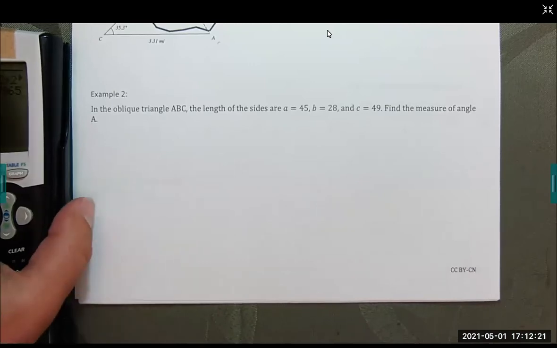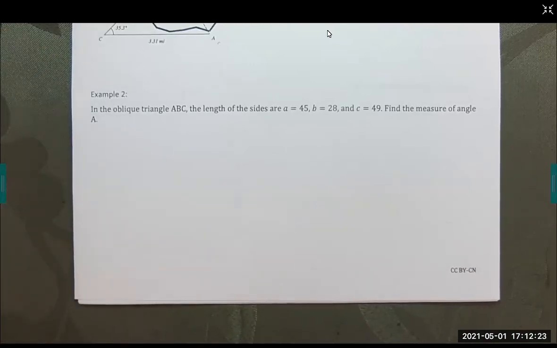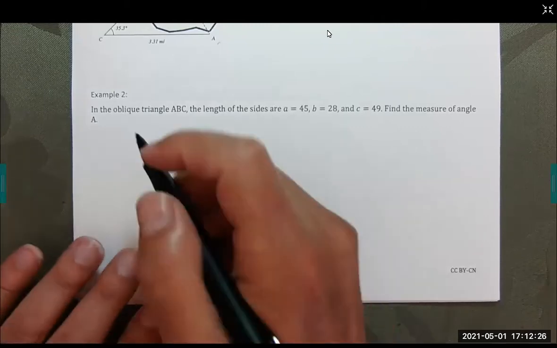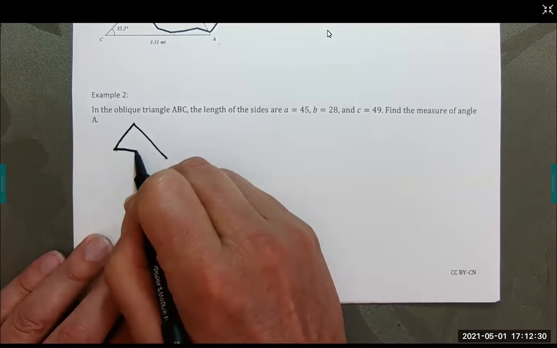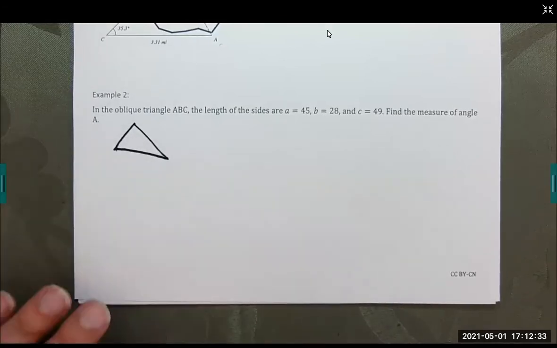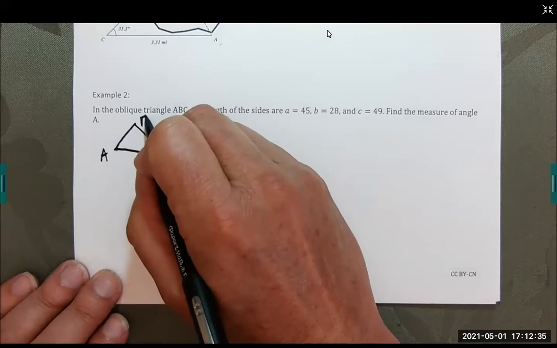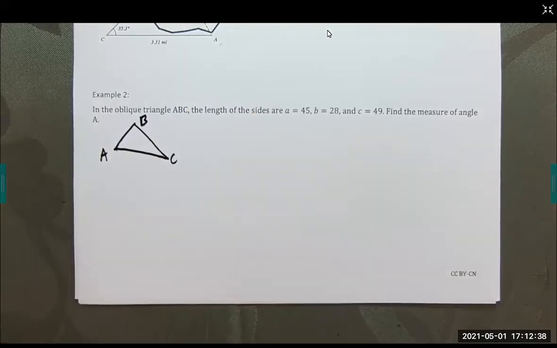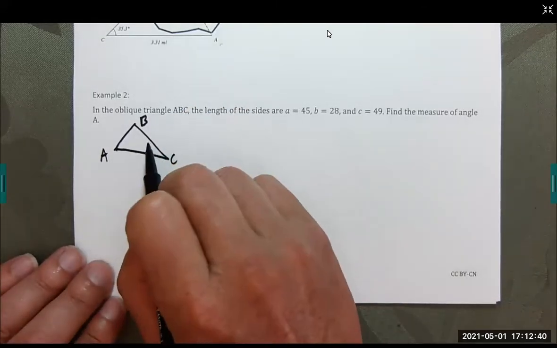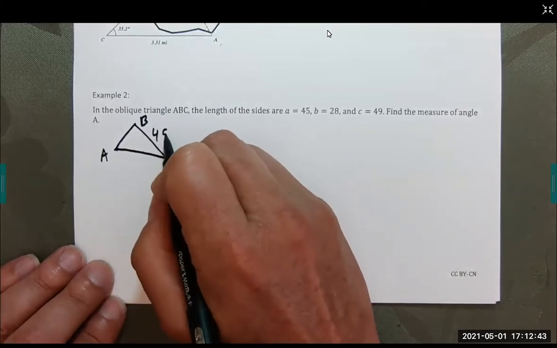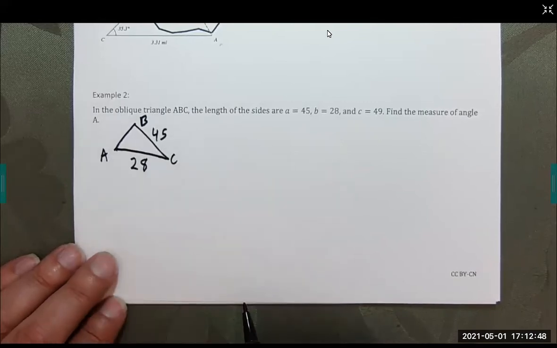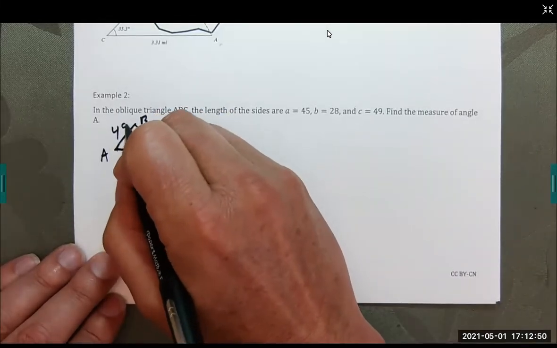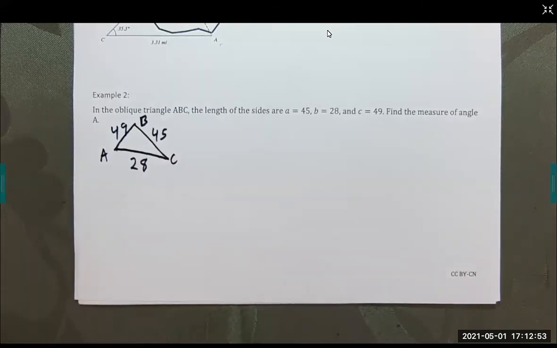Example 2. In an oblique triangle ABC, so let's draw an oblique triangle ABC. An oblique triangle just means that none of the three sides are the same. We have side A is 45. Side B down here is 28. This obviously is not drawn to scale. And side C is 49. They want to find the measure of angle A. So here's angle A.